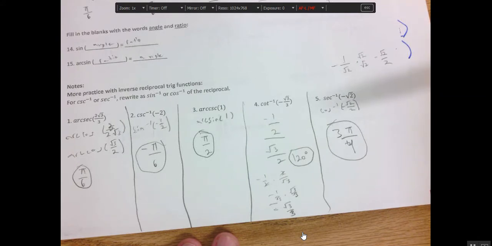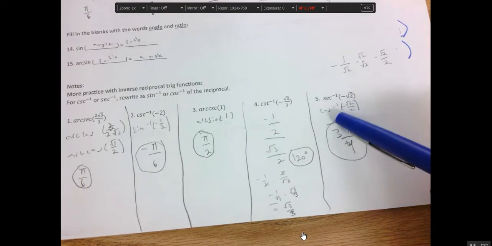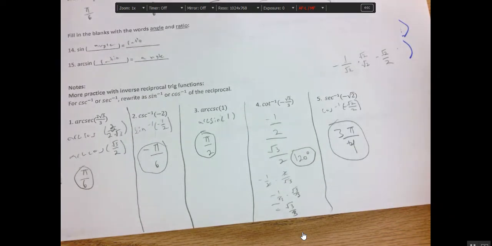Any questions so far? Was number 5 changed to cosine, the inverse cosine? Yes, so this inverse secant changed to inverse cosine, true. Notice how many angles and ratios repeat on your paper because there just aren't that many numbers on the unit circle. So you're going to see a lot of repetition.